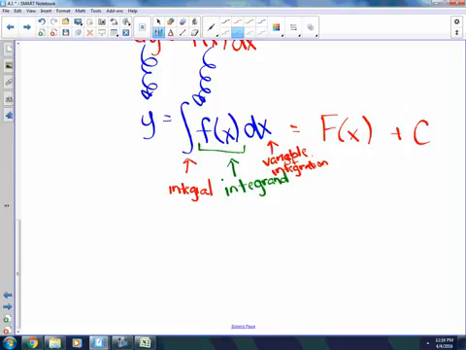And then we always are going to add c for our family. And just so you know, this is the constant of integration. So when you hear integrate or antiderive, they mean the same thing. They're synonyms. Here's what we're going to be working with.